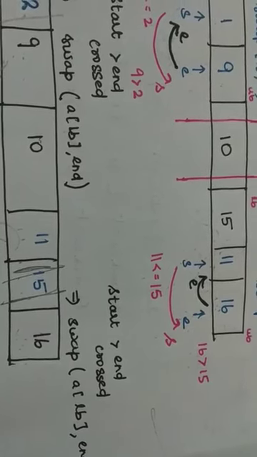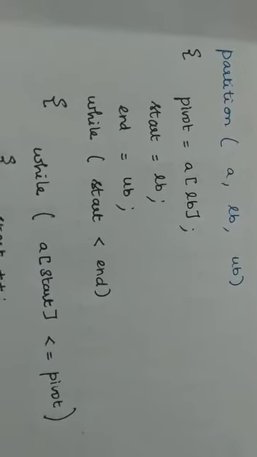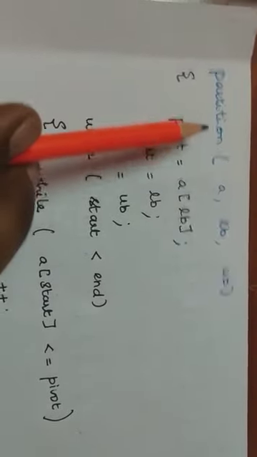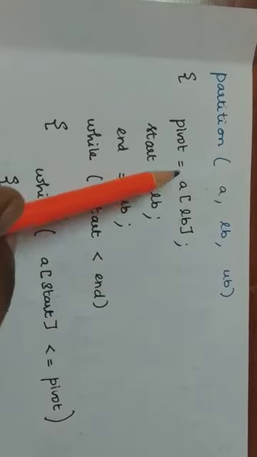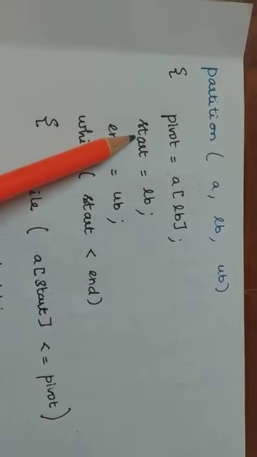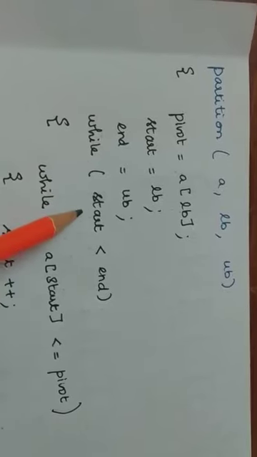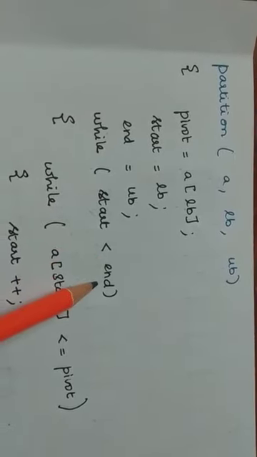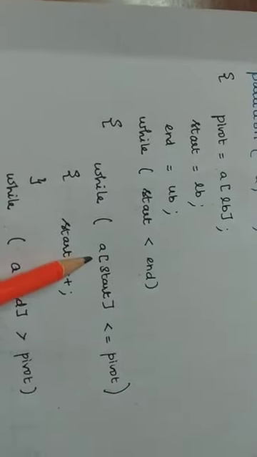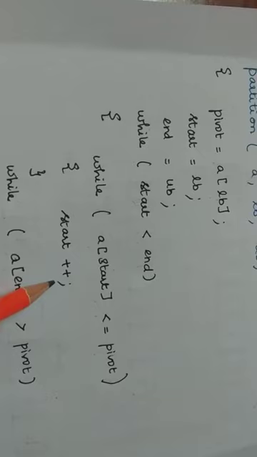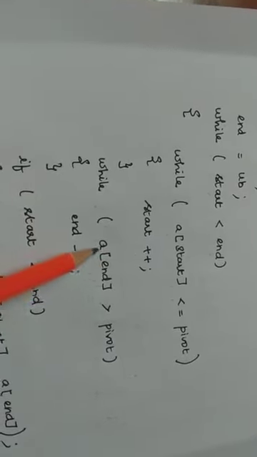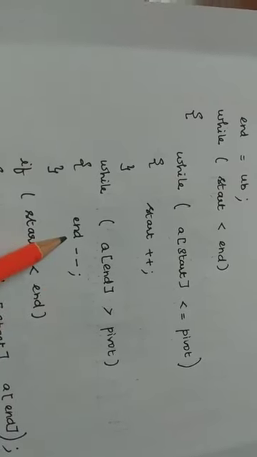So we will see the implementation of this quicksort. In partition, we have the array, lower bound and upper bound. The first element we have taken as the pivot element, and we have two variables, start and end. We carry out the process while start is less than end. We check whether the start element is less than or equal to pivot. Whenever we have an element less than or equal to the pivot, we increment start, right? When A of end is greater than pivot, we decrement end. Then we check whether start is less than end.